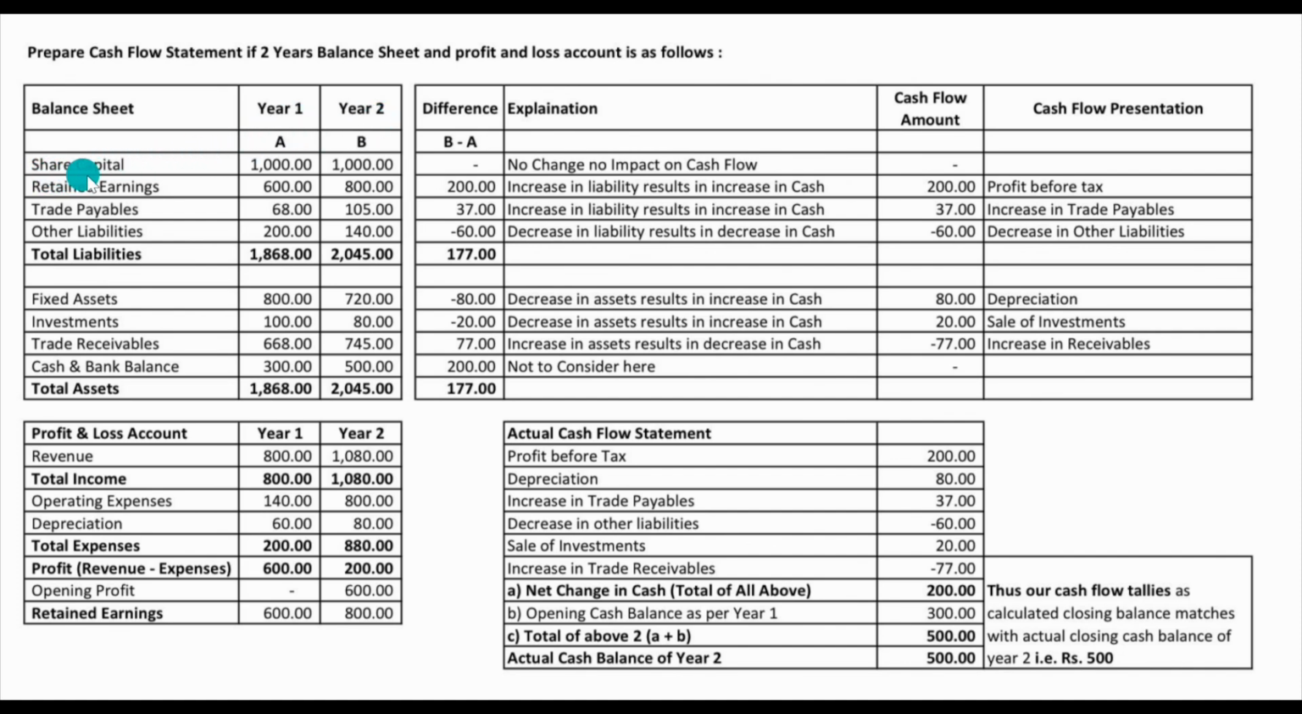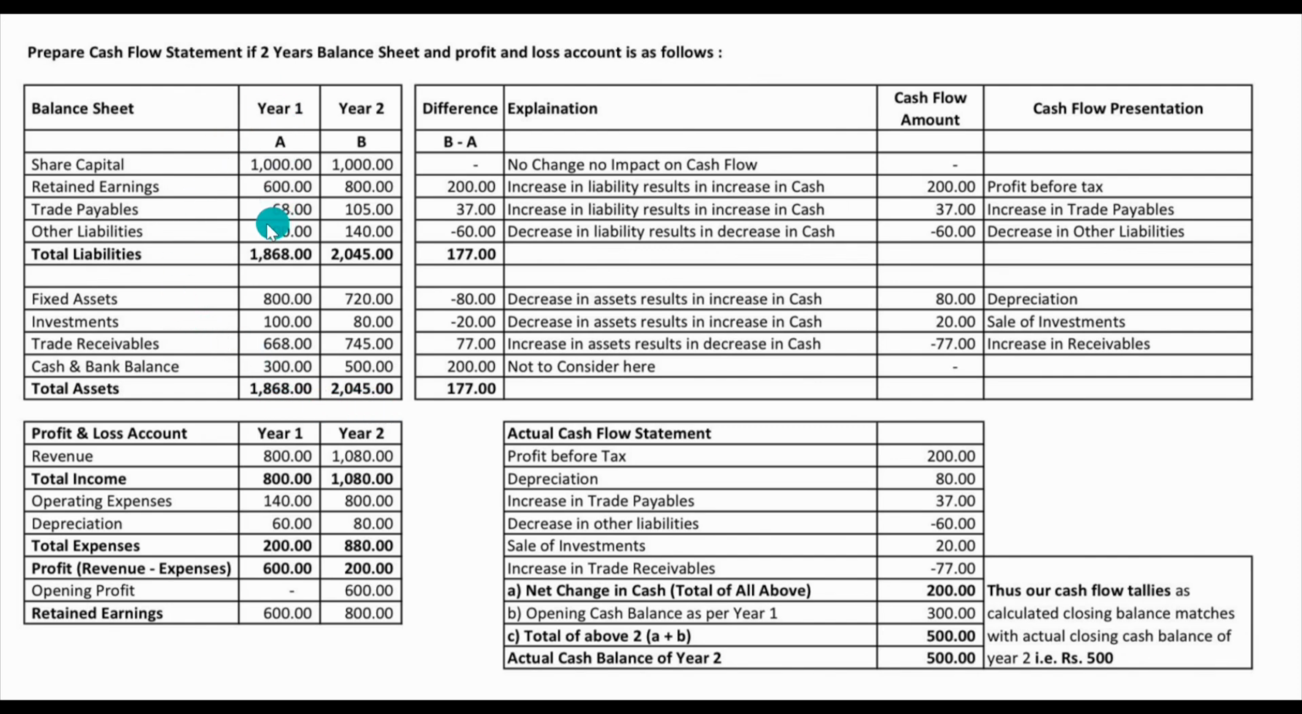On the liability side, share capital of year 1 is 1000 and year 2 is also 1000. Retained earnings of year 1 is 600 and year 2 is 800. Trade payable 68 and 105. Other liabilities 200 and 140. So total liabilities is 1868 and 2045. On the asset side, fixed assets are 800 and 720. Investments 180. Trade receivable 668 and 745. Cash and bank balance 300 and 500. Total assets 1868 of year 1 and 2045 of year 2.